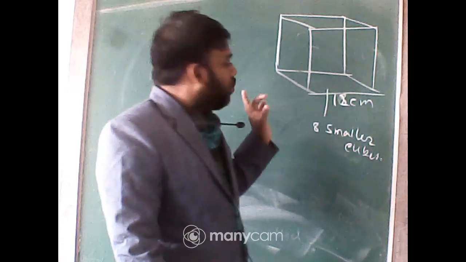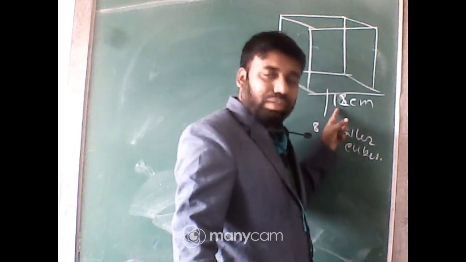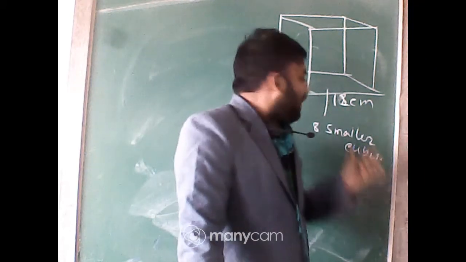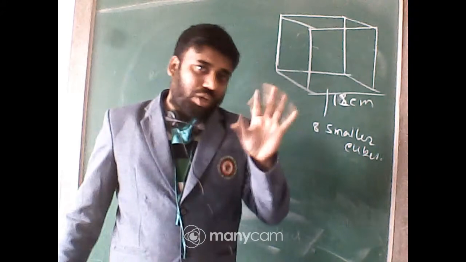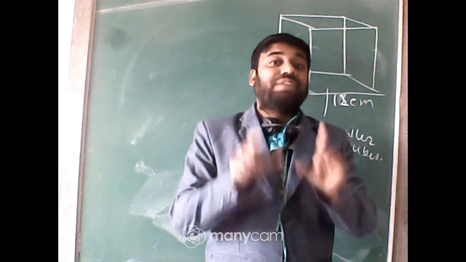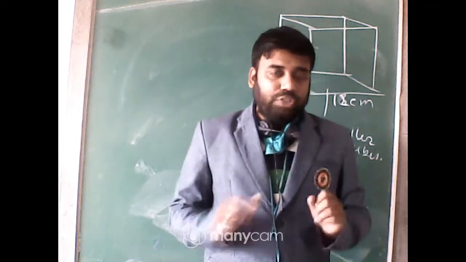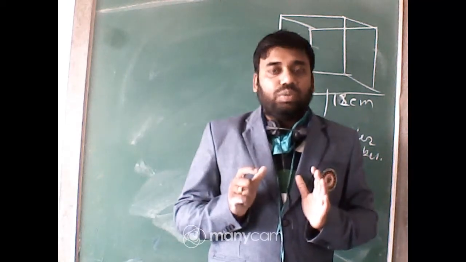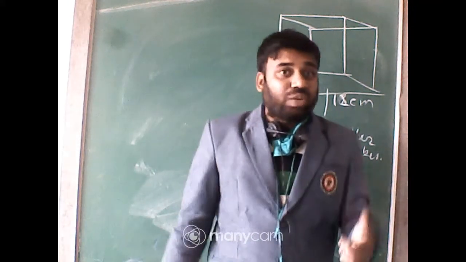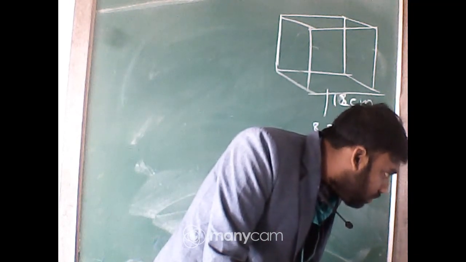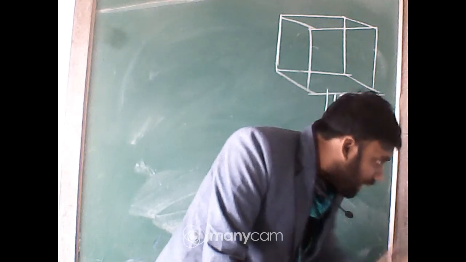A larger cube is there which has edge or side 12 centimeter. From that cube, 8 smaller cubes are made, and we have to find the side of the smaller cube. Each of the 8 cubes formed has equal volume. Now we have to find the side of the smaller cube as well as the ratio of the surface area. Is the question clear to you, yes or no? Otherwise I will explain it more.